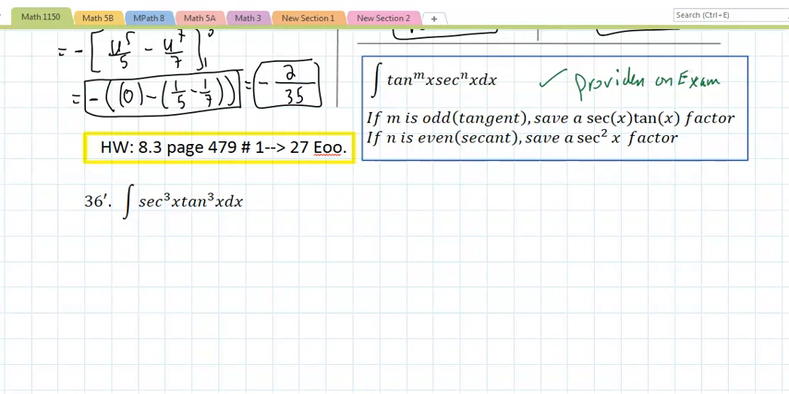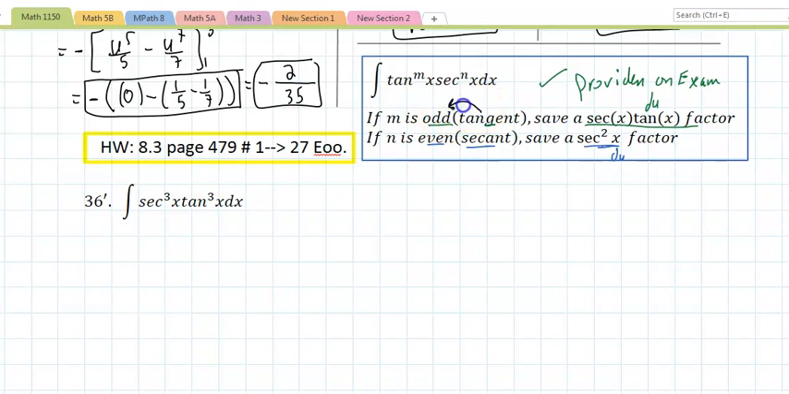If I look at a tangent and secant, if I see that the tangent is odd, I save a secant tangent. Remember, that's your du. What do you take a derivative of to get secant tangent? Secant, obviously. And if you see an even secant power, you save a secant squared, which is du. What do you let u equal to get that? So what do you take a derivative of to get secant squared? It's the tangent.